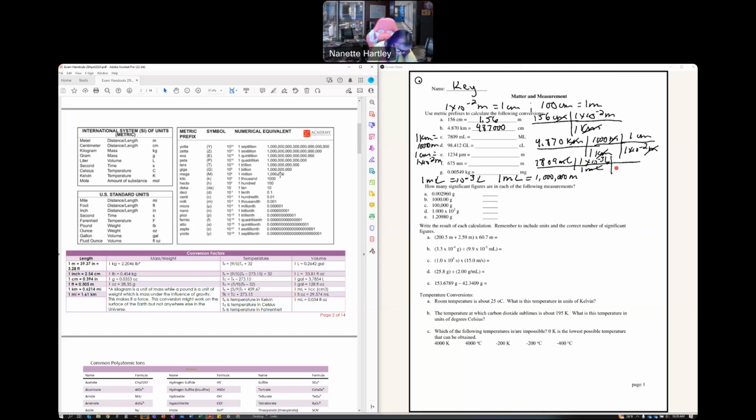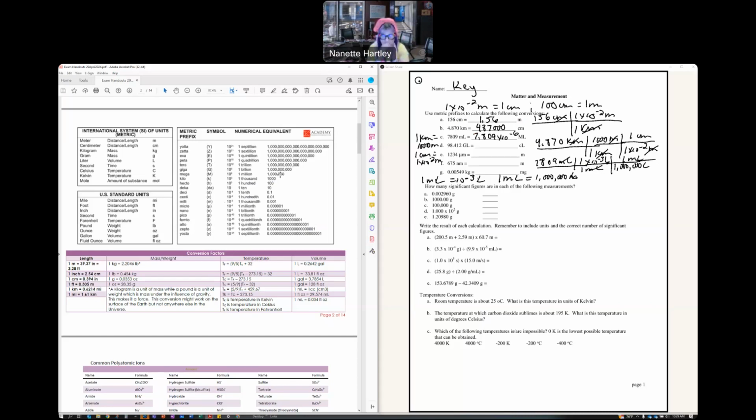I know that 1 million liters is 1 megaliter. And so if I do that math, 7809 times 1 E negative 3, not times, divided by 1, 2, 3, 4, 5, 6, and that gives me 7.809 times 10 to the minus 6 megaliters.